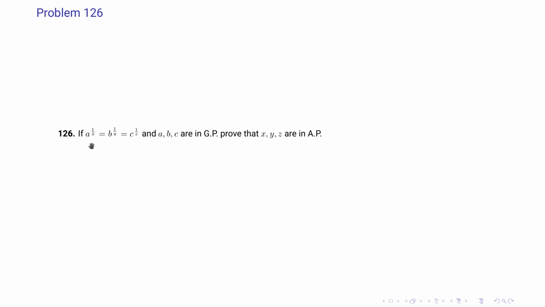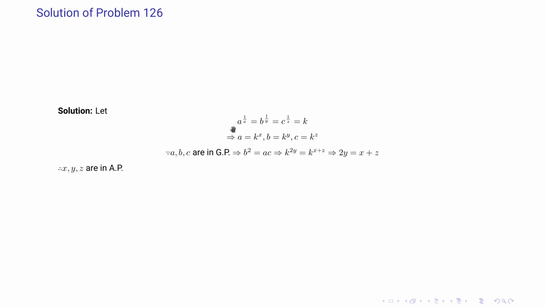Problem 126 says that if a to the power 1 by x is equal to b to the power 1 by y is equal to c to the power 1 by z, and a, b, c are in GP, prove that x, y, z are in AP. So we let a to the power 1 by x is equal to b to the power 1 by y is equal to c to the power 1 by z is equal to k.